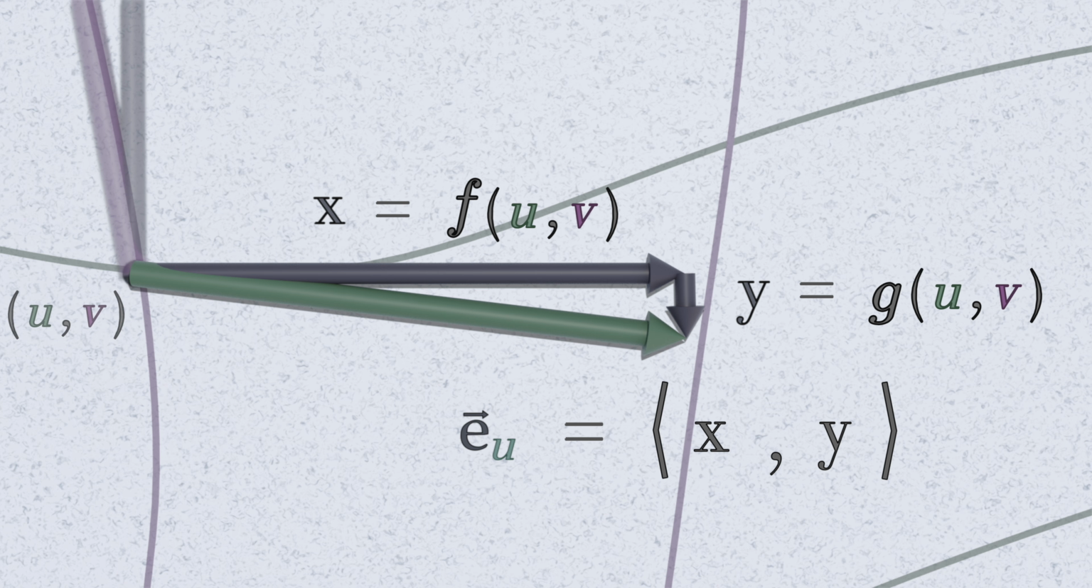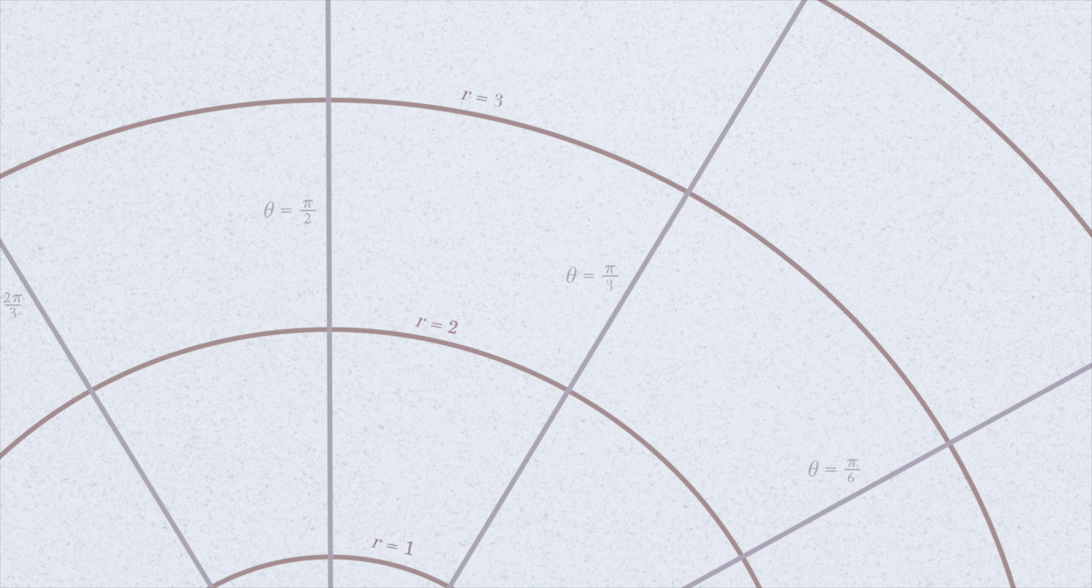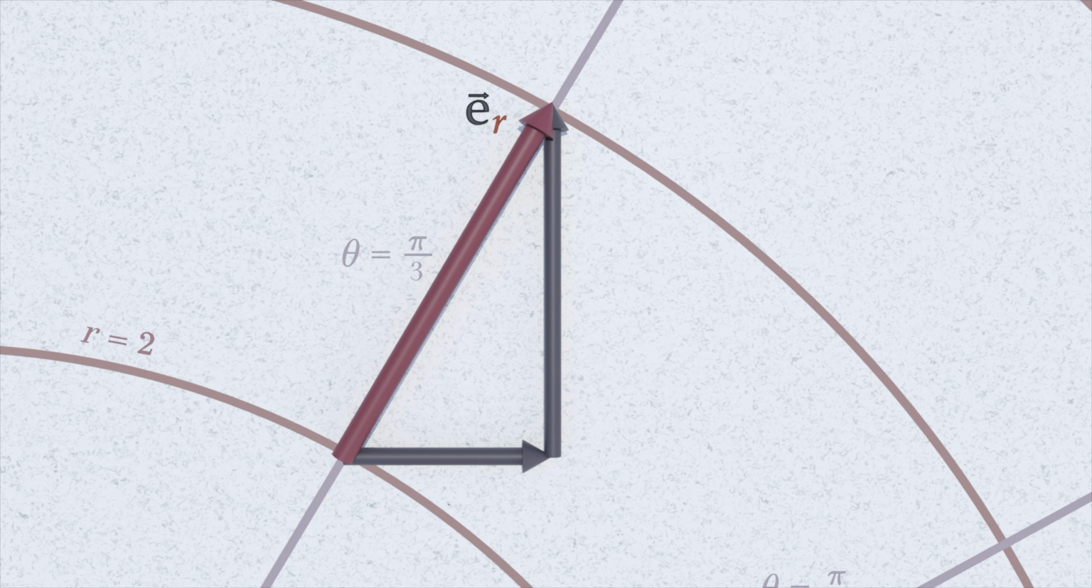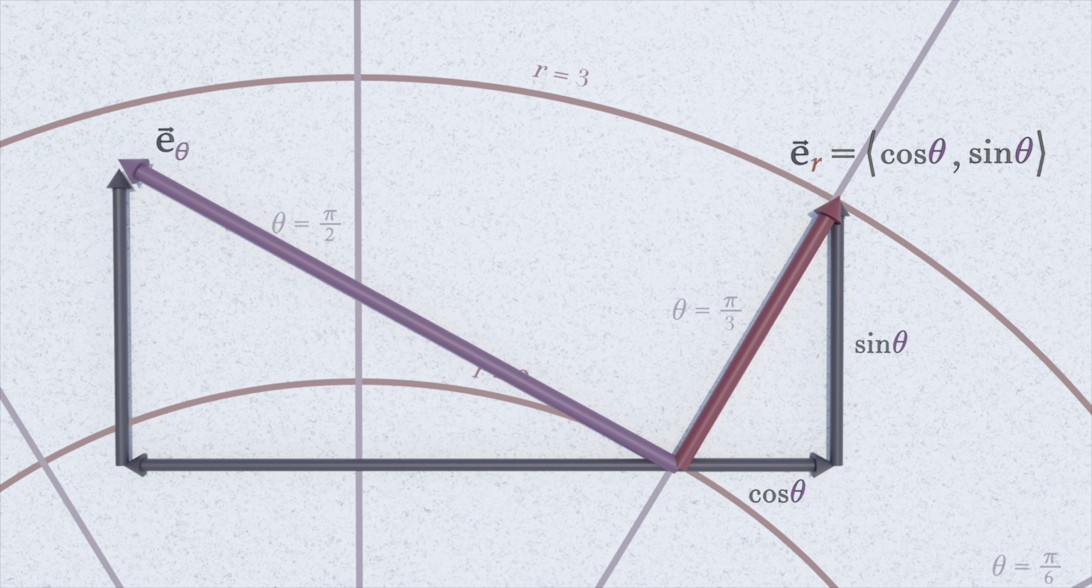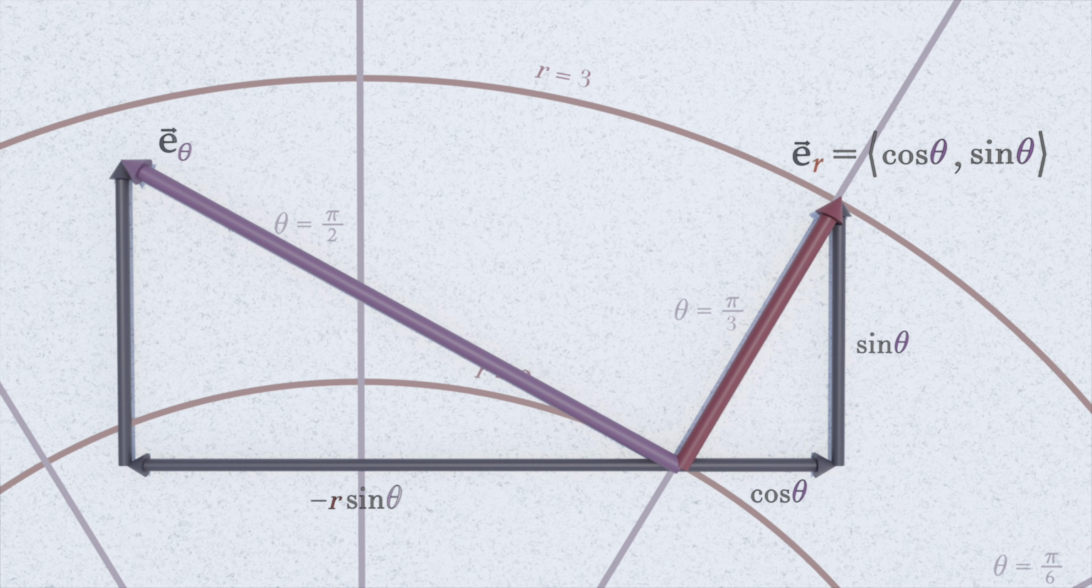For instance, in the most familiar curvilinear coordinate system, polar coordinates, the Euclidean x and y components of a radial basis vector are given by cosine theta and sine theta, respectively, and those of the theta basis vector by minus r sine theta and r cosine theta, respectively.